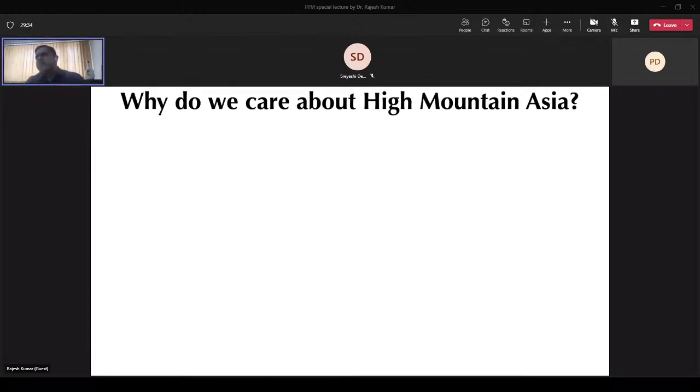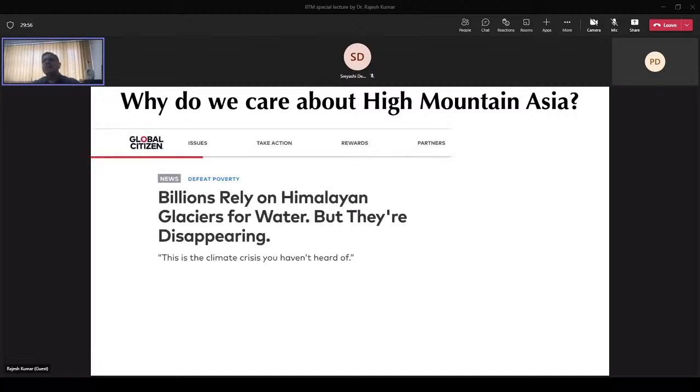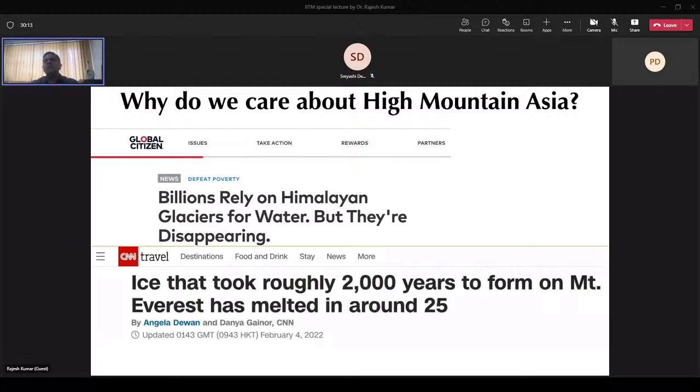So why do we care about high mountain Asia? We know that more than 1 billion people live in regions downstream of high mountain Asia and depend on it for their water needs, agricultural needs, etc. But high mountain Asia has also been susceptible to climate change, as has been covered by many studies and also in newspapers. For example, this is an article from Global Citizen saying billions rely on Himalayan glaciers for water, but they are disappearing. So it's really a climate crisis which people are not talking much about.